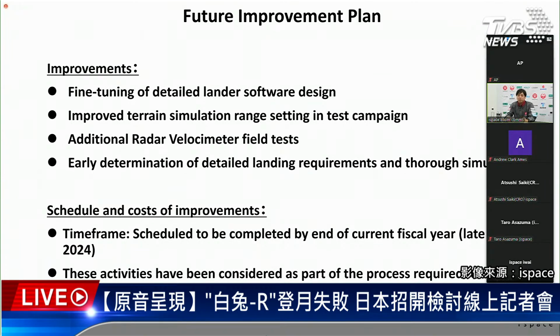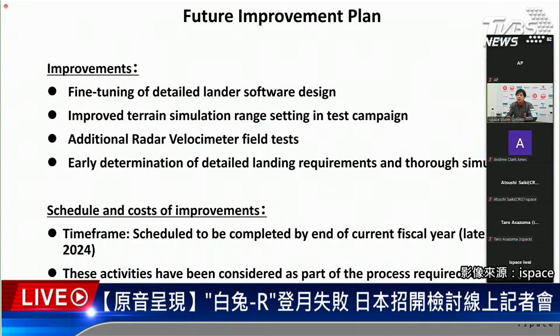Again, these activities are not a major change. It is almost part of our planned process. Within the current schedule and cost, we are going to complete all improvement. Yeah, then please move on.